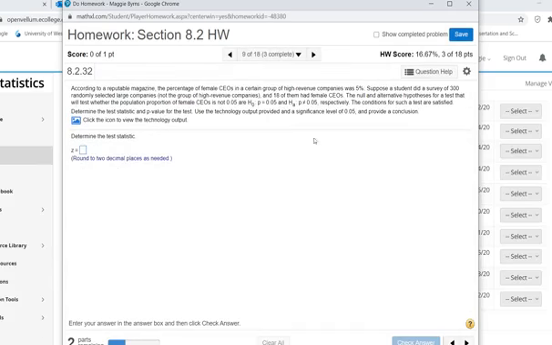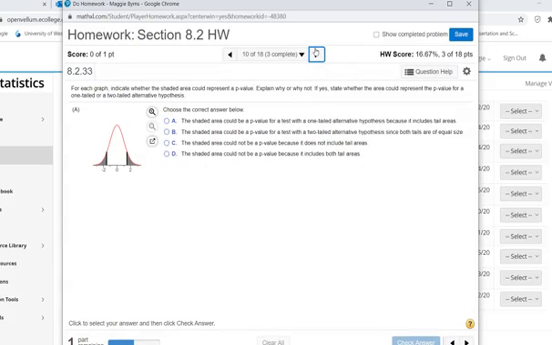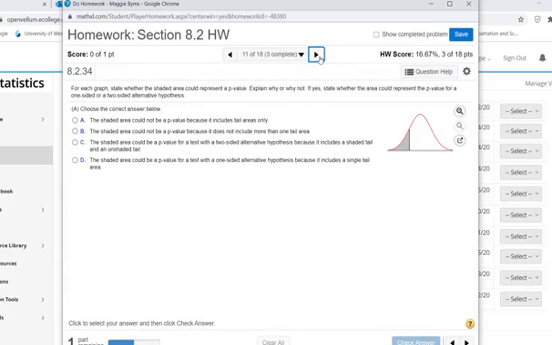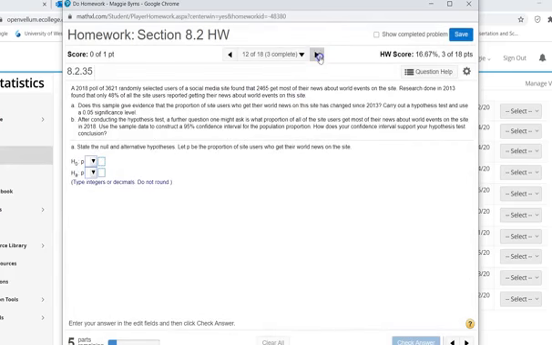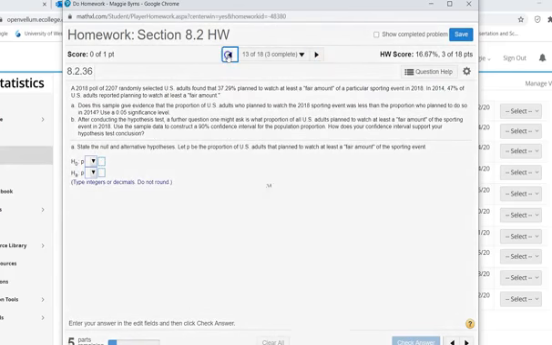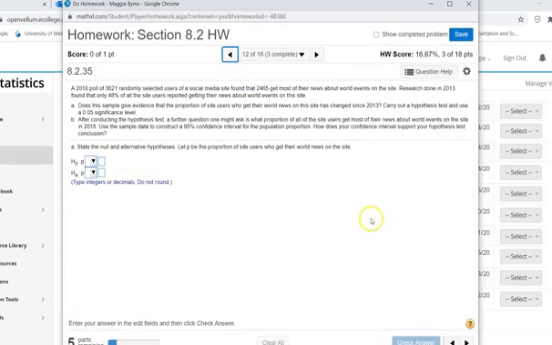Okay, let's see. Like I said, let's see if I can find one that uses StatCrunch. I think the next one is very similar. Let's take a look. Let's try one of these. This looks like, I think, one we could use StatCrunch for.